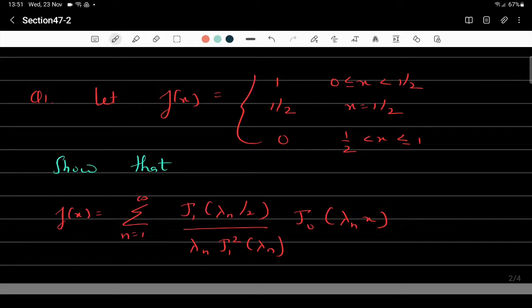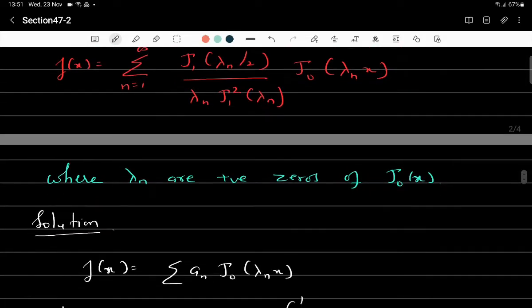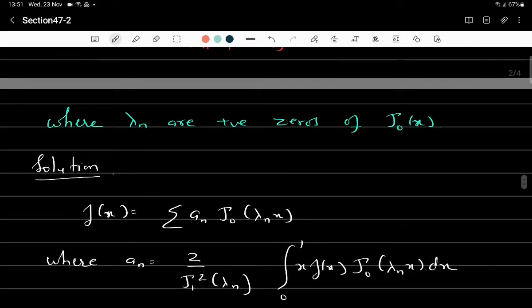So f(x) you should write as summation an J0(lambda n x) and use the formula for an and see what you are getting. Please do try to solve it by yourself. So if I use the formula from the Bessel series, an is 2 by, there it was Jp+1, p is 0, that's why it is 2 by J1 squared of lambda n, then the integral from 0 to 1 of x f(x) J0(lambda n x) dx.